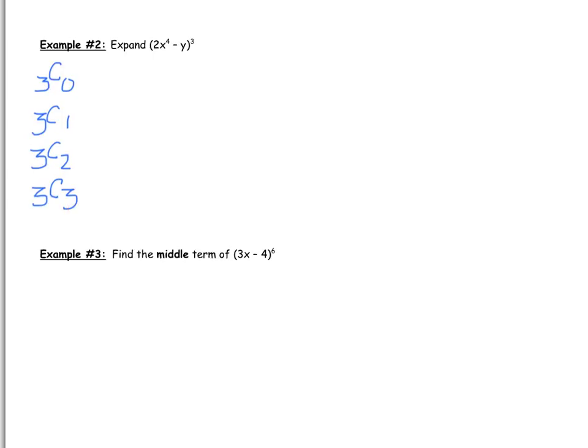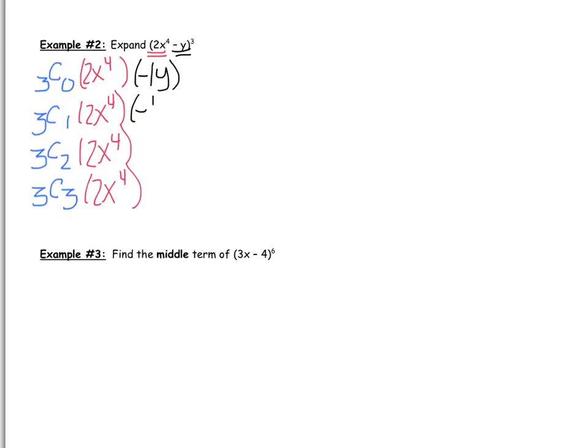All right, now, what is my A term? This is my A term, so 2x to the fourth. We're going to put that down all the way. Okay, what is my B term? My B term is negative y. Be careful with that negative. I'm going to put negative 1y. It's the same thing. It's just going to help us a little bit later on.